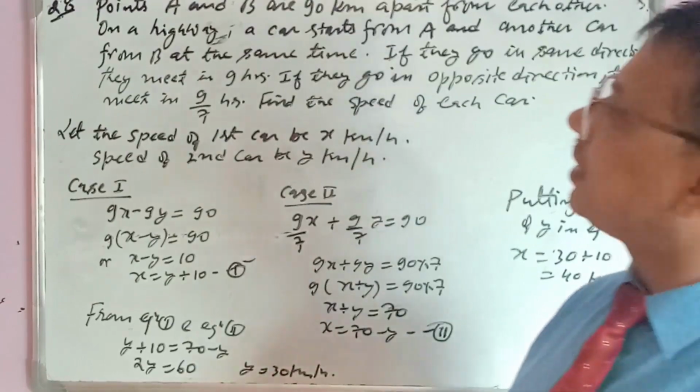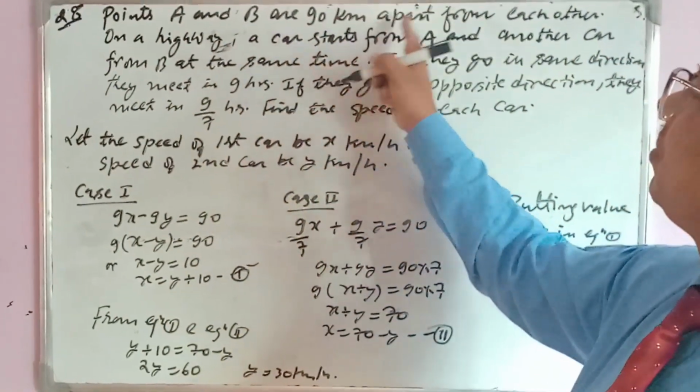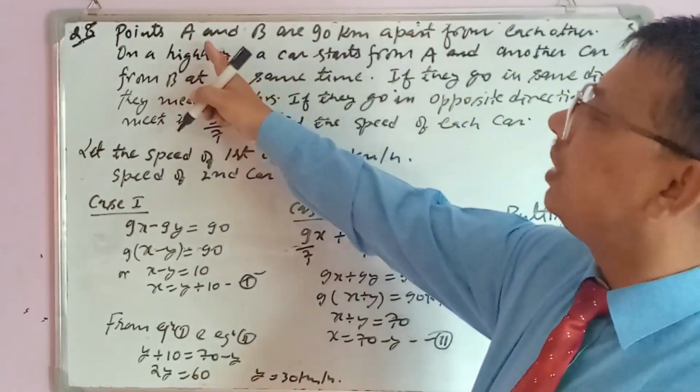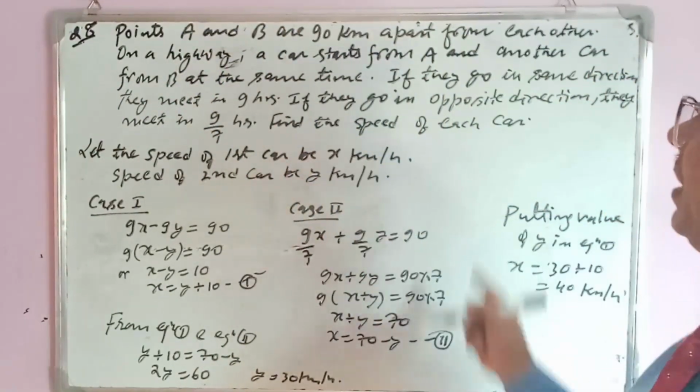Question number 28. Points A and B are 60 km apart. There are two places, place A and place B. The distance between A and B is 90 km.